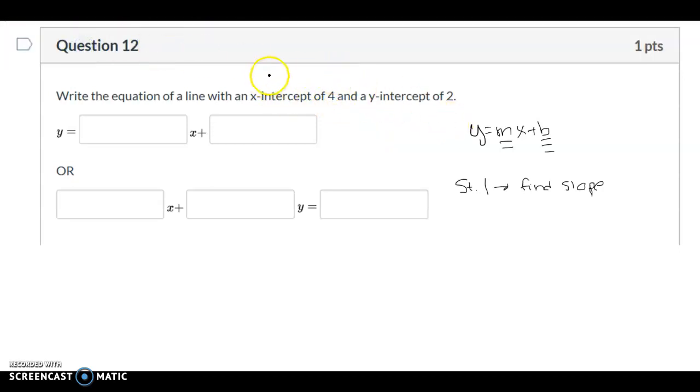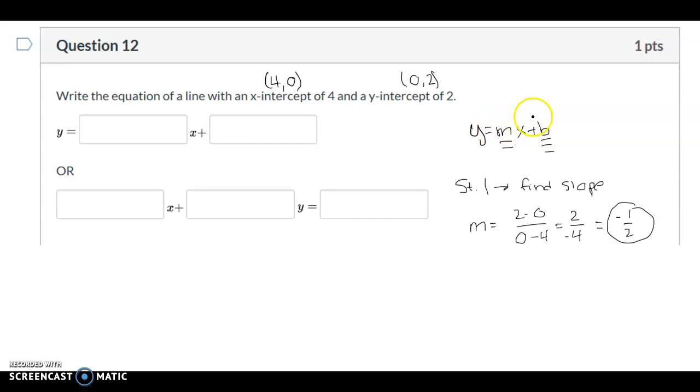So look, an x-intercept of 4 could be written as (4, 0), right? We learned that yesterday. A y-intercept of 2, well, my x is 0, my y is 2. That's just your 2 points to find your slope. So you come over here, you do m equals, and then subtract your y's, and subtract your x's over -4. And then reduce. So my actual slope is -1/2. Okay, so there's your m for your equation.